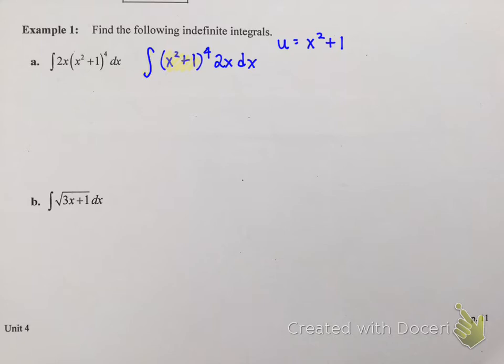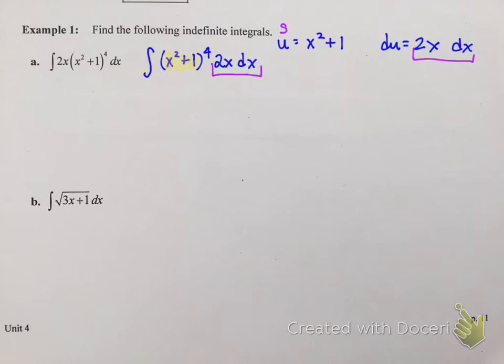Let's see if I did the right substitution. If I find du, I have to take the derivative of x squared plus 1, which is going to be 2x. I can't forget to put dx there. So the million-dollar question: does 2x dx match the leftovers in my problem? And the answer is yes.